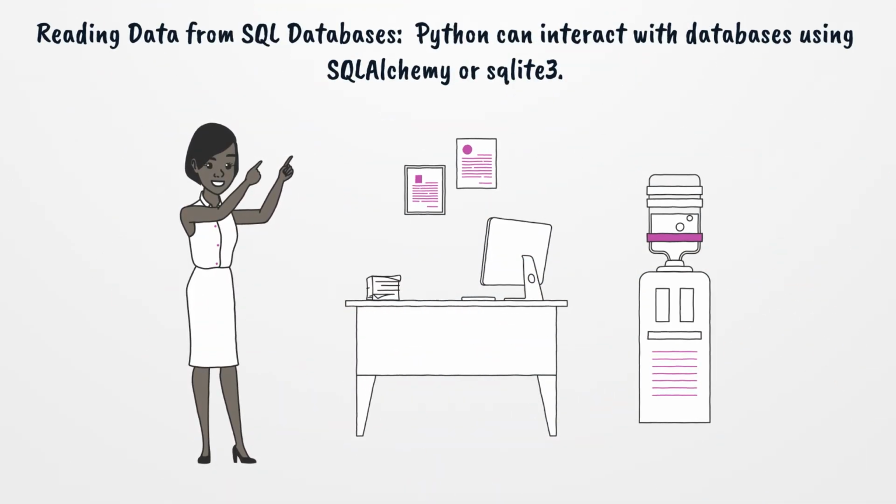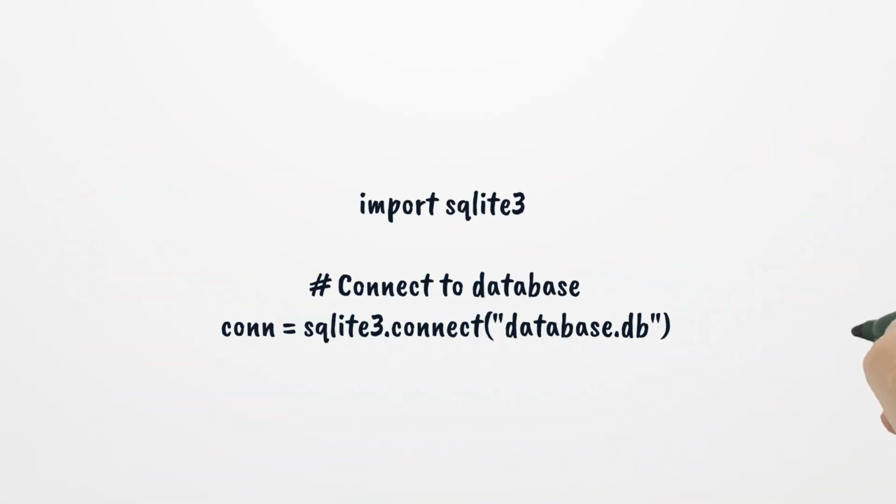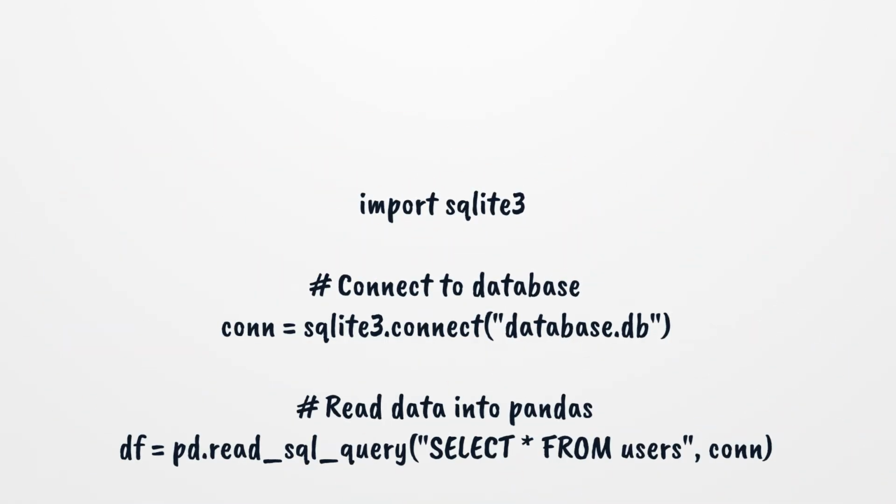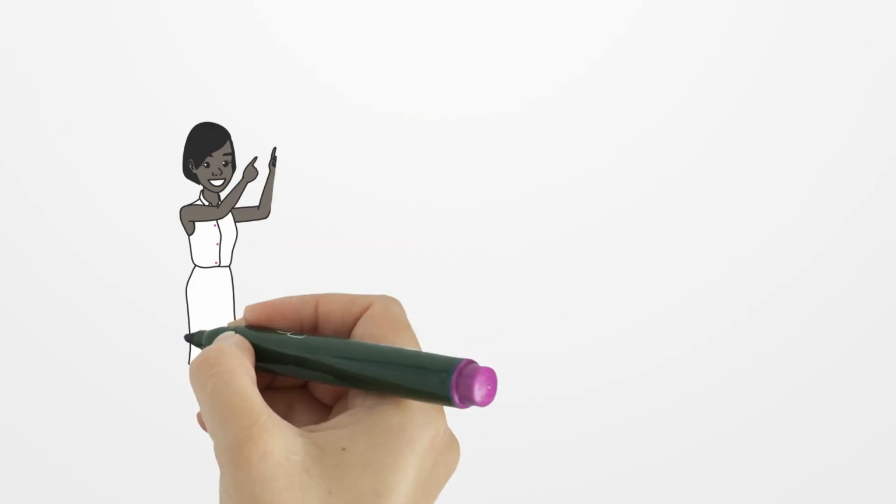Reading data from SQL databases. Python can interact with databases using SQLAlchemy or SQLite3. import sqlite3. # connect to database. con = sqlite3.connect('database.db'). # read data into pandas. df = pd.read_sql_query('SELECT * FROM users', con).